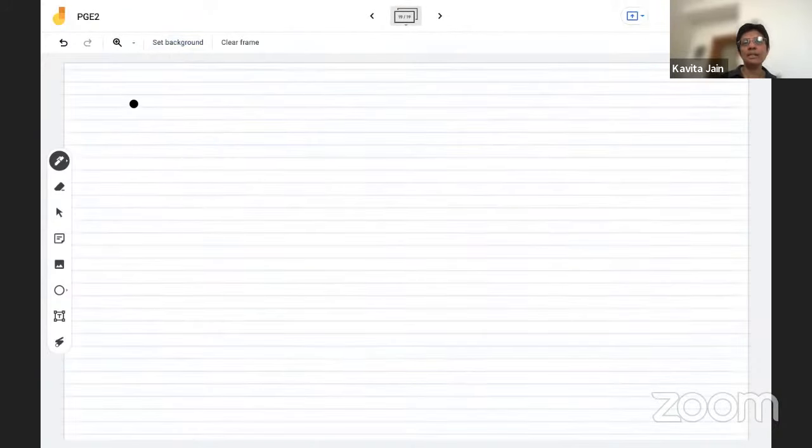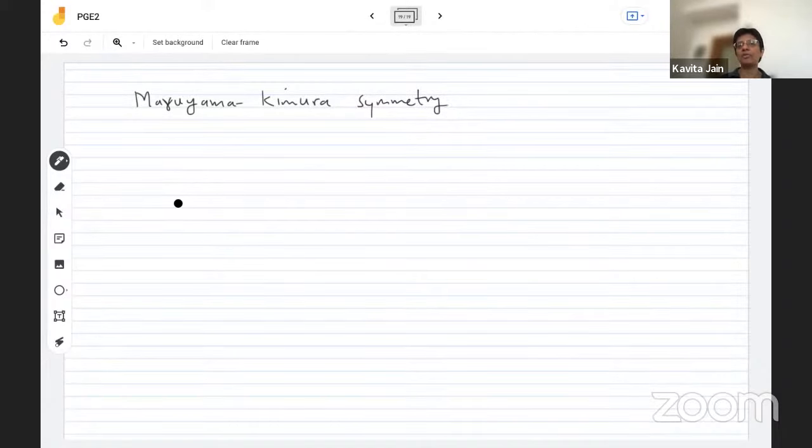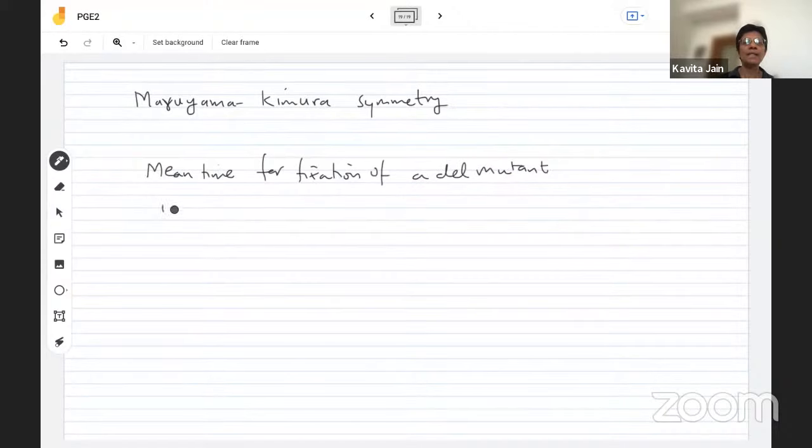So there's this result. I'll just tell you in words. It's called the Maruyama-Kimura symmetry. Kimura you've heard a lot about. Maruyama, I'm not sure if it's a student or somebody like that, but there's a symmetry which says the following. If you're looking at only those trajectories in which fixation occurs, then the mean time for fixation of a deleterious mutant with effect size minus S is the same as the corresponding time for a beneficial mutant with the same effect size.